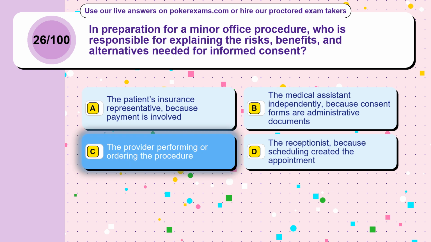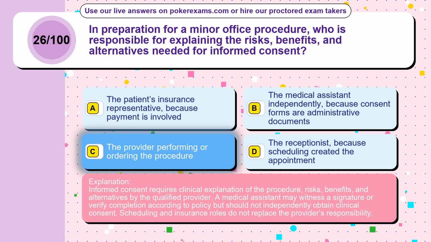The correct answer is option C. The provider performing or ordering the procedure. Informed consent requires clinical explanation of the procedure, risks, benefits, and alternatives by the qualified provider. A medical assistant may witness a signature or verify completion according to policy but should not independently obtain clinical consent. Scheduling and insurance roles do not replace the provider's responsibility.